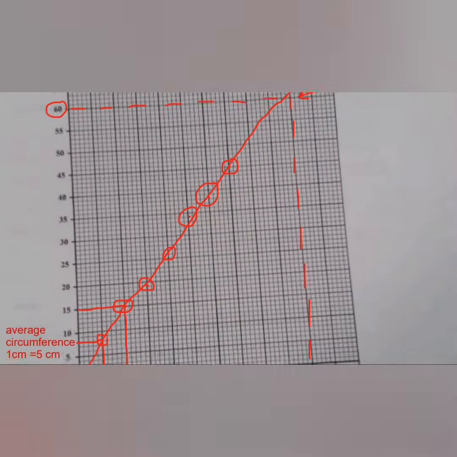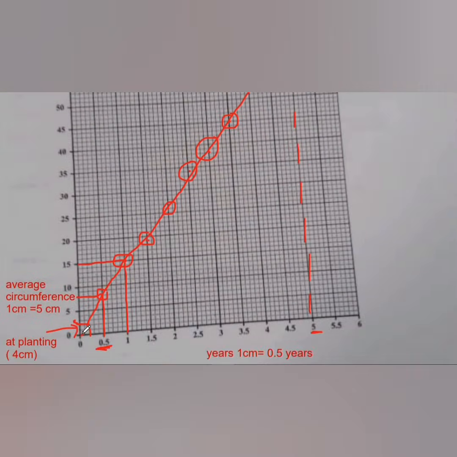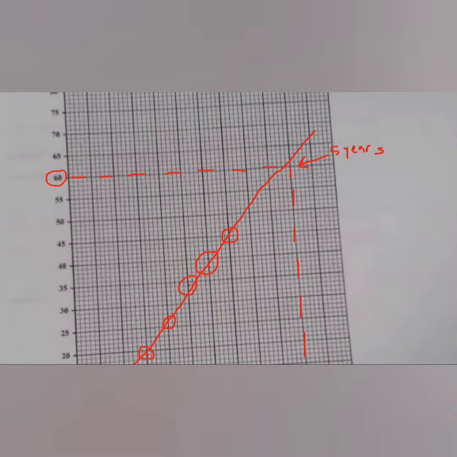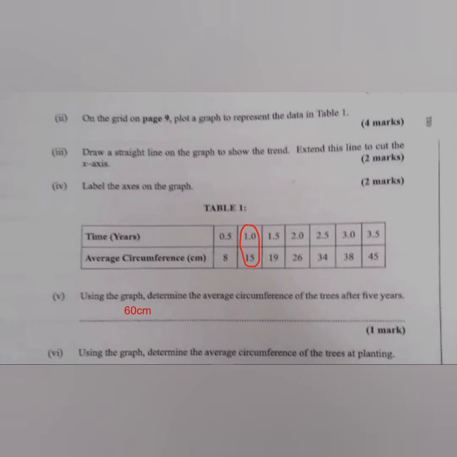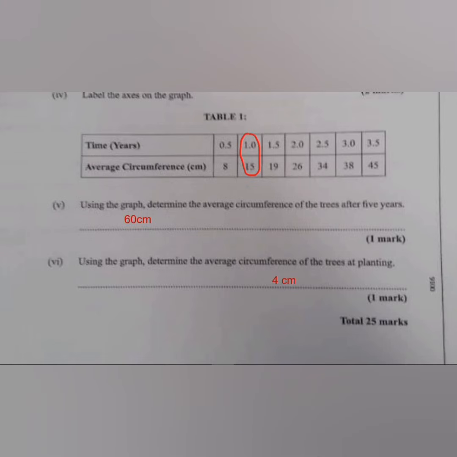So let's look at the graph. So we have here this line. Once you have your points plotted, you draw a straight line through your points, and once you draw a straight line through your points, you extend it, and that would be your answer for that one, and that's 2 marks.